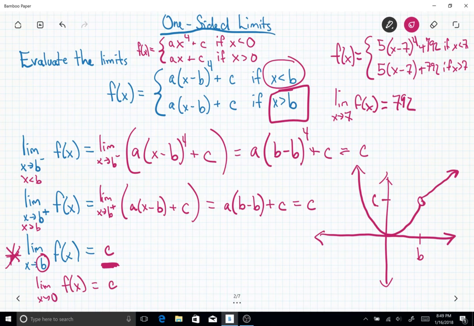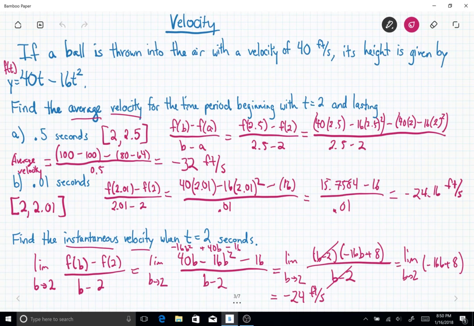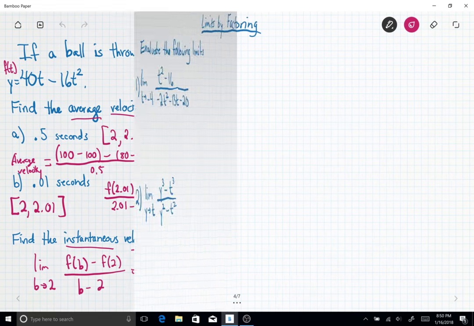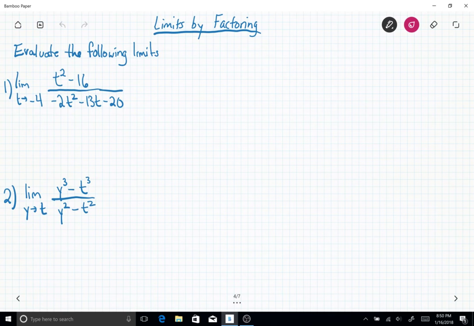All right, so if I don't see any more questions, I'm going to move on forward. So here we go. We got this one done. And now we're heading to limits by factoring. We kind of touched on that at the end of the problem from the previous page.